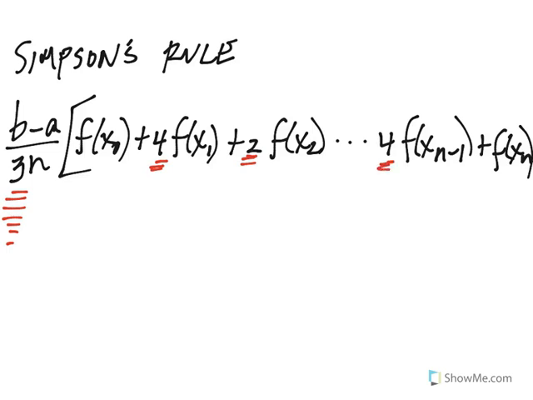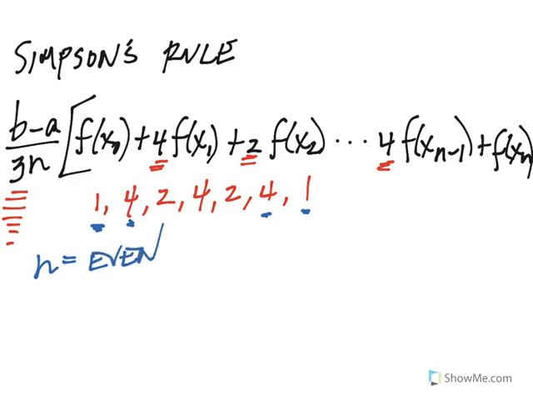So again, the pattern of the coefficients that you multiply the y values by goes 1, 4, 2, 4, 2, and it continues in this manner until you get to 1. Now it must be a 1 and then a 4, and at the end a 4 and then a 1, which means that this pattern can only be sustained if n is an even number of subdivisions. So I'll always give you a problem with an even number of subdivisions for Simpson's rule, as will the book. All right, let's work a problem.